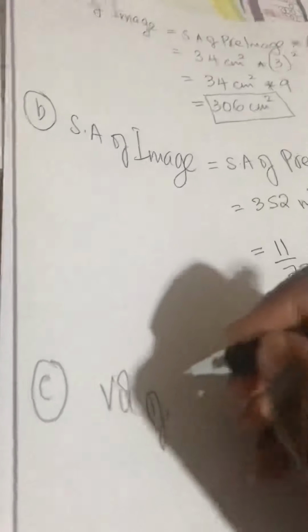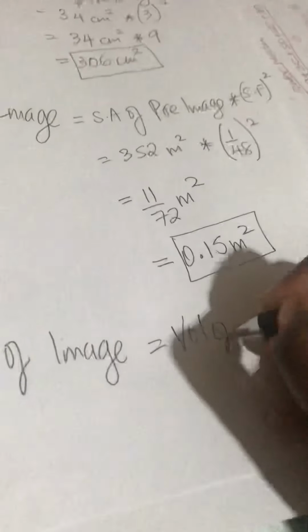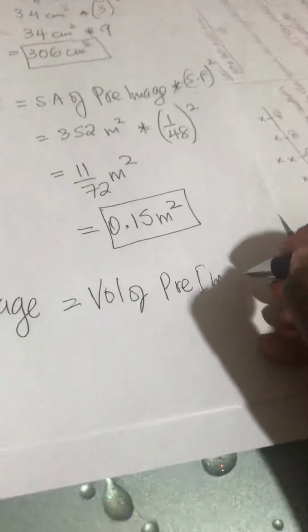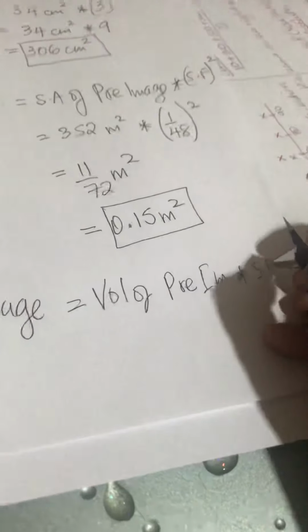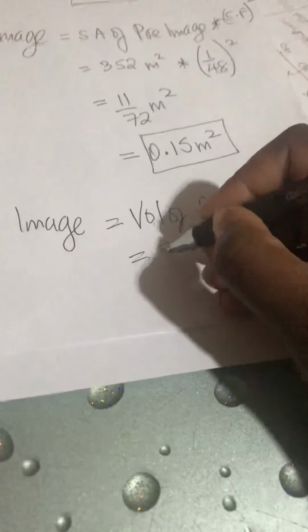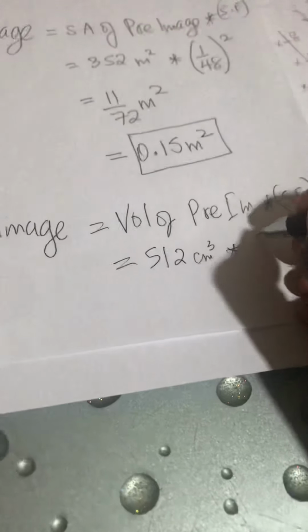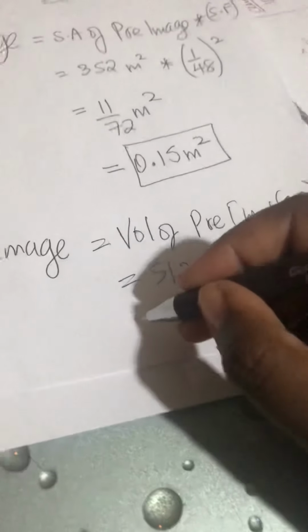Volume of image equals volume of pre-image times scale factor to the third power. So what do we write? 512 cubic centimeter, so centimeter to the power of 3, times 1/4 bracket to the third power.